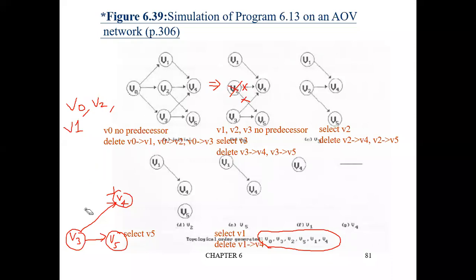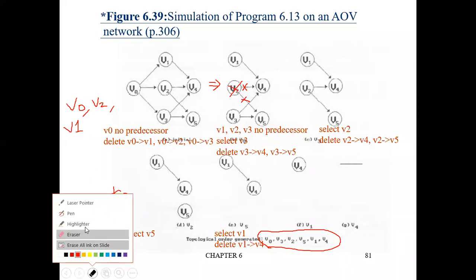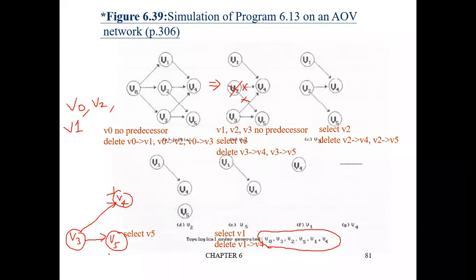Now how many vertices are there with 0 in degree? Only one. Yes, good. What is that? V3. So there is no option. We have to visit V3. After visiting V3, you have to delete the outgoing edges of V3.